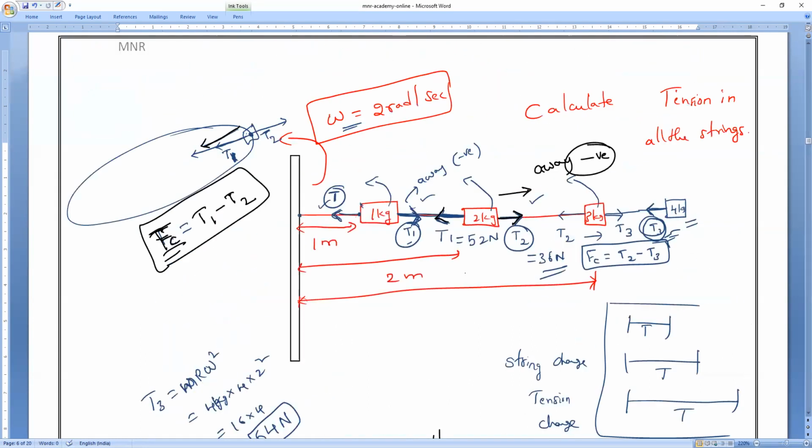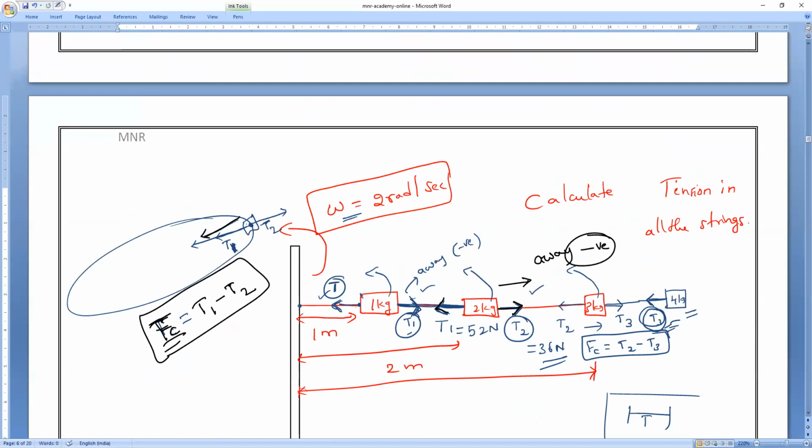Then you can find T2 using this, so you can verify T2. FC is equal to T2 minus T3, and we got T3 just now, 64. F is equal to M R omega square, where M is 3 into R value 3 into omega square, 2 square. 3 3s are 9 into 4, 9 4s are 36. So 36 is T2 minus 64. So T2 is equal to 36 plus 64, which is equal to how many Newtons?